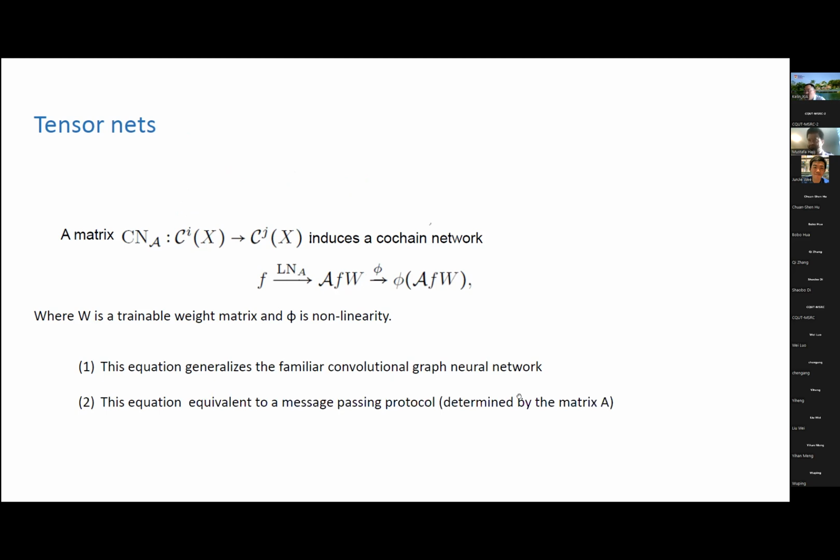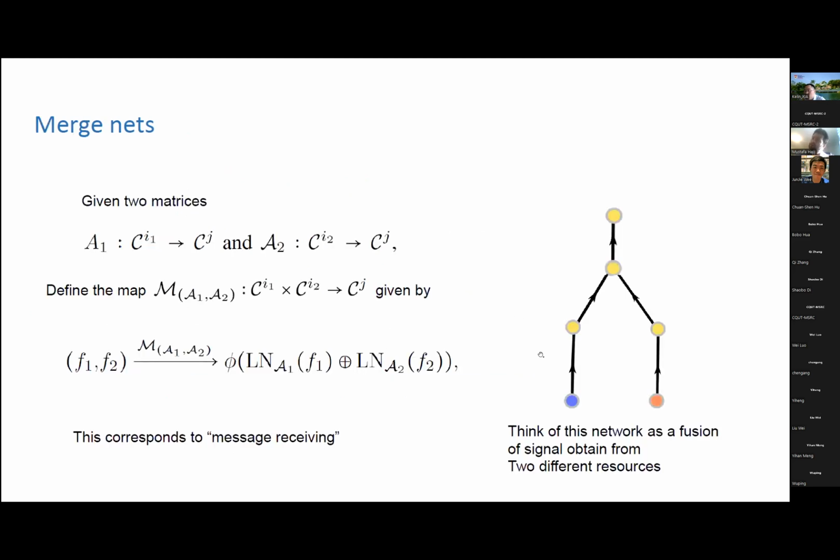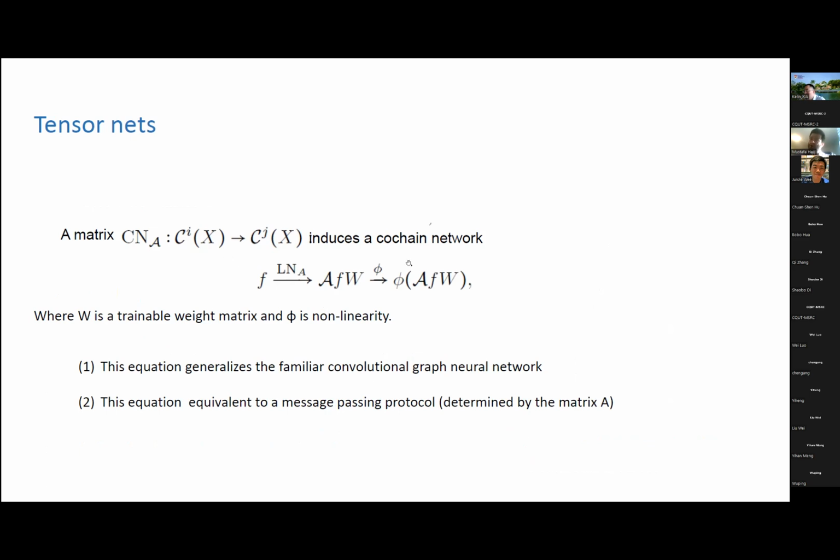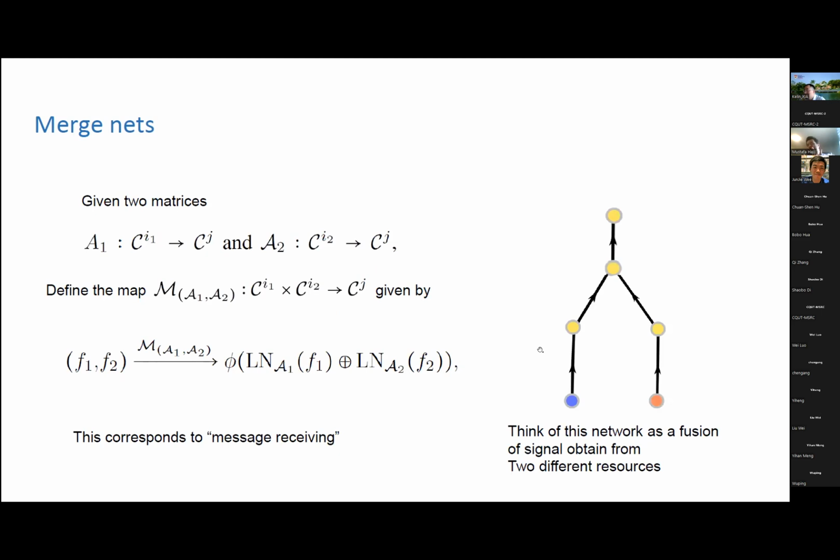And of course, this is equivalent to a message passing induced by the matrix A. This one gives you just the most simple case. To define the general computation, like the picture example that I showed you earlier, we need two types of operation. They turn out to be quite intuitive, even to code. We call them the merge nets and the split nets.